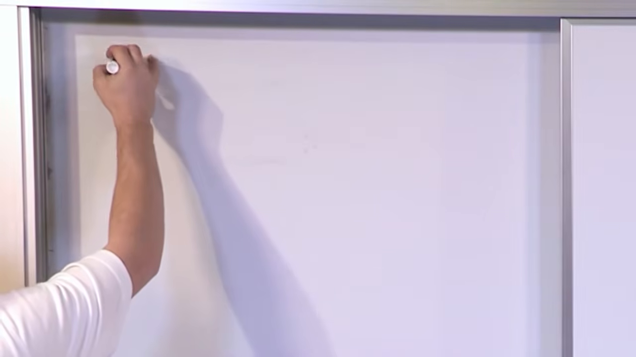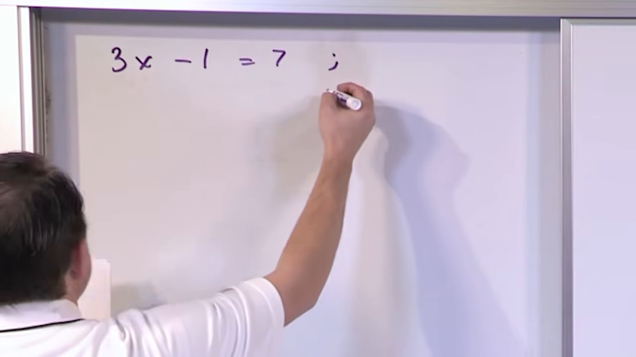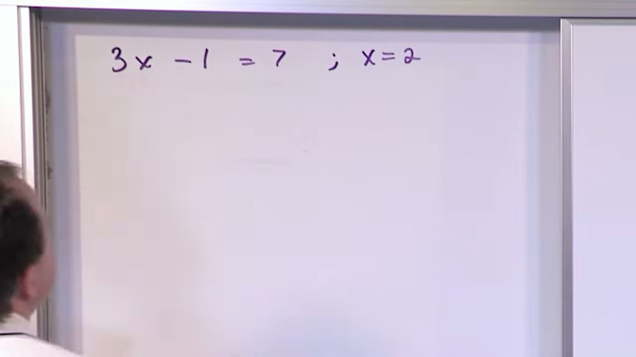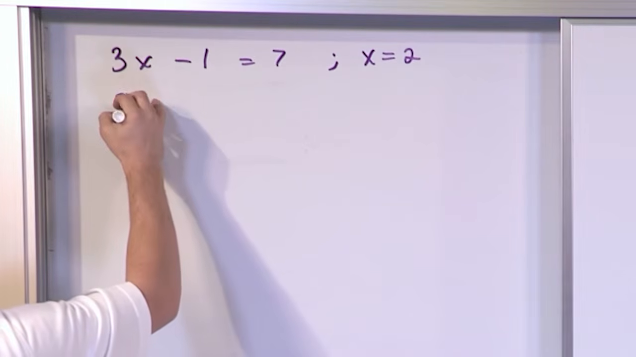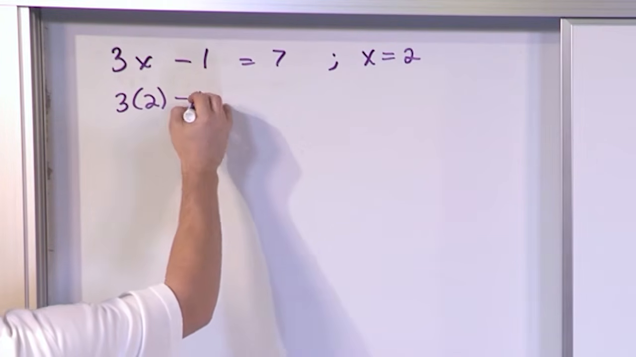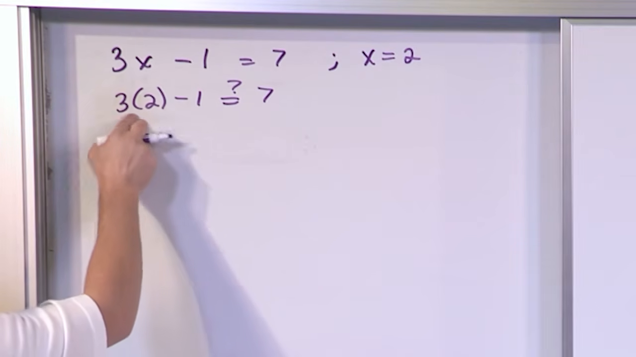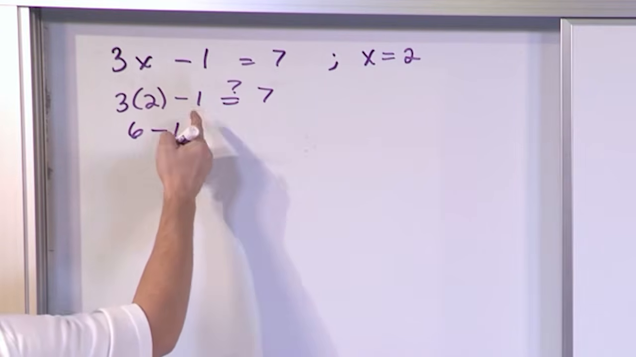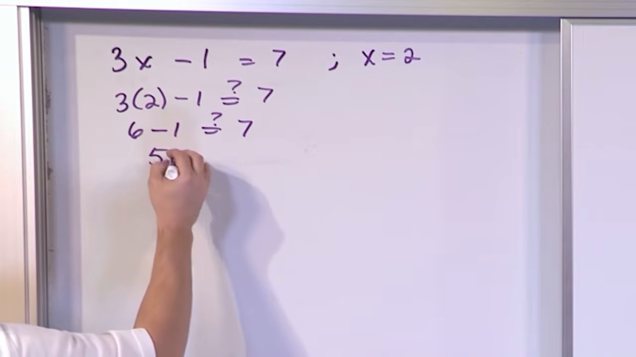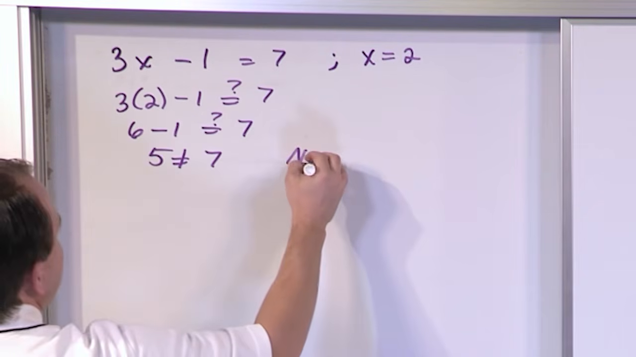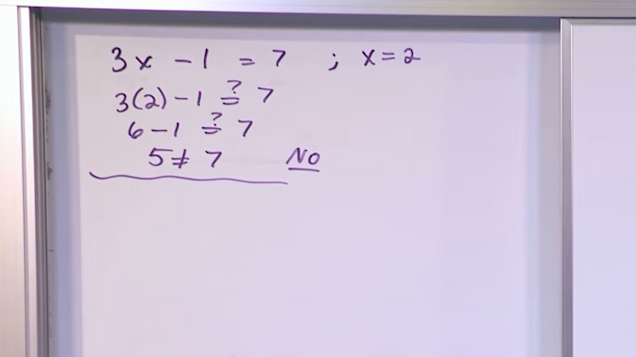All right, let's do another one. 3 times x minus 1 is equal to 7, and let's say that x is equal to 2. Is this a valid solution to this equation? So we stick 2 in for x, and we'll get 3 times 2 minus 1 equals, with a question mark, 7. 3 times 2, we have to do this first because this is multiplication. We get 6. We still have to subtract 1. 6 minus 1 is 5, which, as you know, is not equal to 7. So no, this is not the solution to this equation because when you plug it in, you don't get the answer you expect.